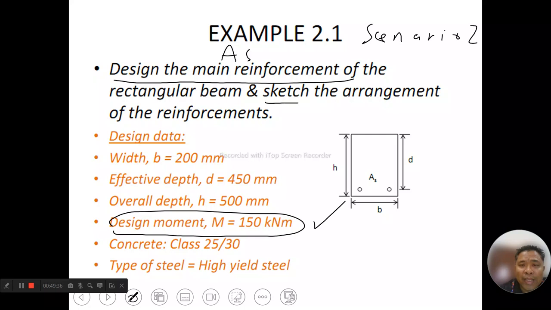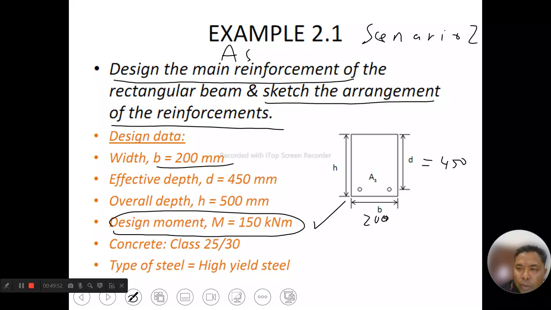So dia bagi tahu kat sini lebar beam ni 200. So the width of this beam is 200 mm. Effective depth is given to be 450. Dah siap-siap bagi kat you. Overall height kat sini 500. Okay, tak apa, kita labelkan saja.